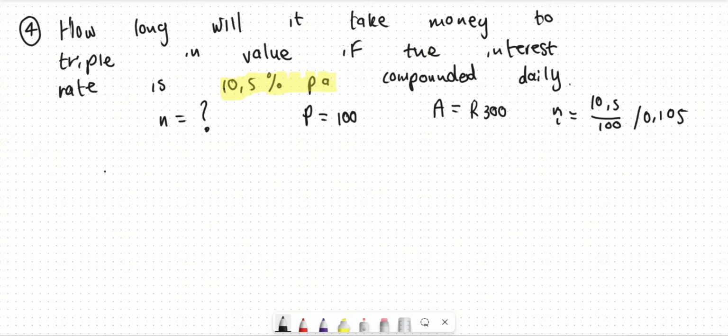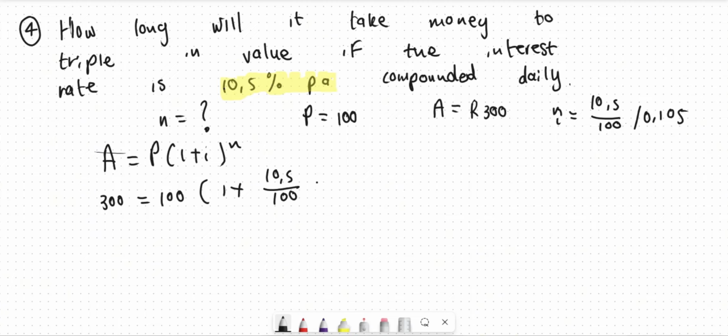All right, so let's use our compound interest formula. Now take note, we're trying to solve for n. So we have the 300 there, we have 100 there, 1 plus the 10.5 over 100 that is compounded. This time, it is compounded daily. So daily is 365. And that n there is also going to be multiplied by 365. Remember not to forget to do that.